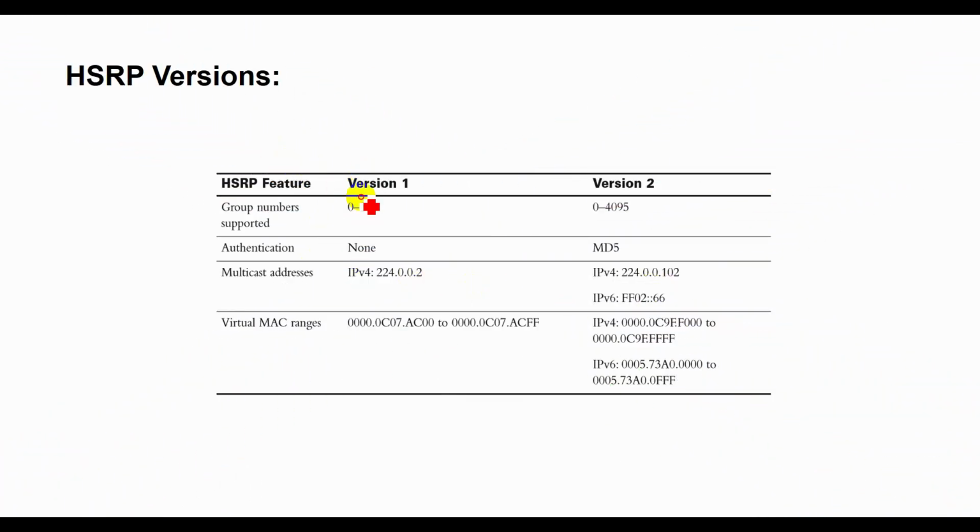There are two versions of HSRP, and this table shows you the difference between HSRP version 1 and version 2. You can change the version by using the standby version command.